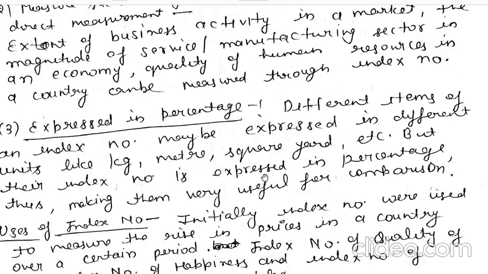Third, expressed in percentage. Different items of an index number may be expressed in different units, right? If you have weight, its unit is kilogram, kg. If you have milk or something in liquid form, it will be measured in liter or milliliter. If you have cloth, you can measure it in meter, right? If you have space, then it will be measured in square yard, right? So different items of an index number may be expressed in different units like kilogram, meter, square, etc.